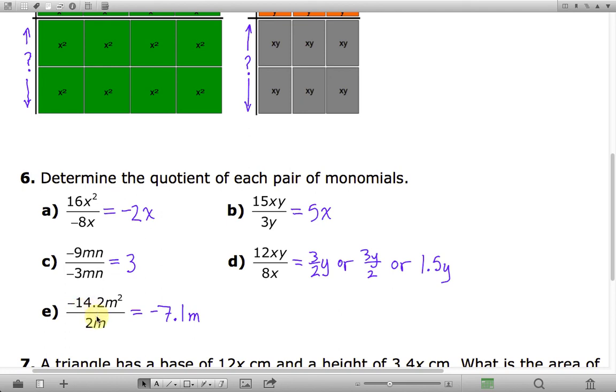With part E, again, there's nothing wrong with decimals. We can certainly have our answer, our coefficient here as a decimal, negative 7.1, and m squared divided by m is simply m.